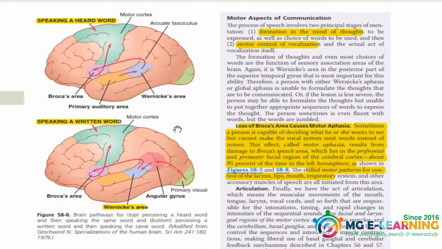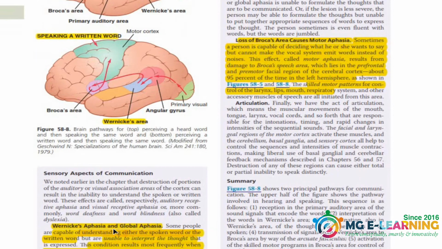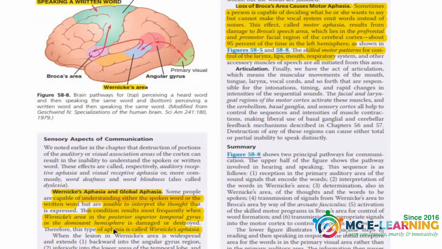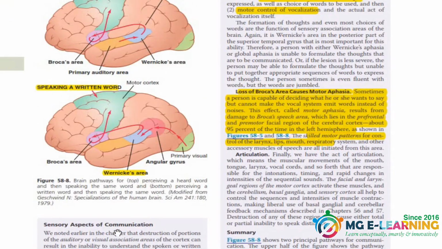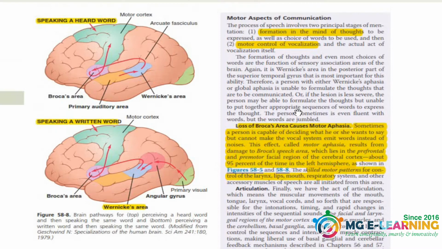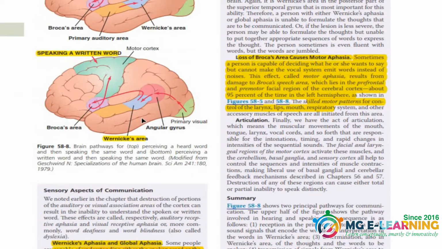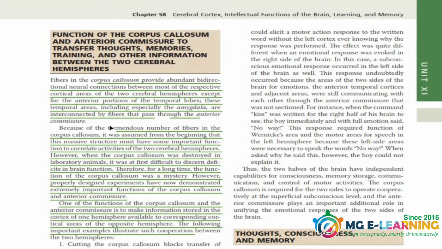This is very important topic. You have to do this from this blue box. What is the different types of aphasia? Wernicke's aphasia, global aphasia, how they are different. Then is the motor aphasia, the loss of Broca's area. This is also important, and these are the diagrams associated with this question. So it is important for your SEQ. The articulation is not important.